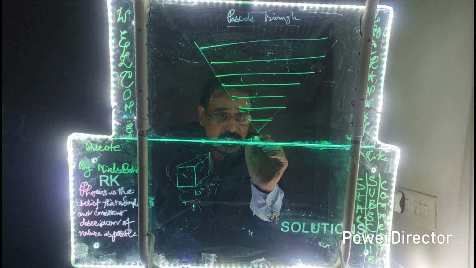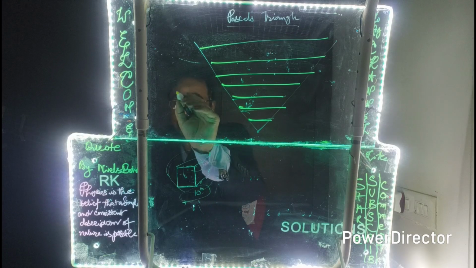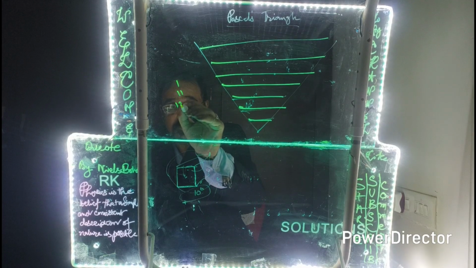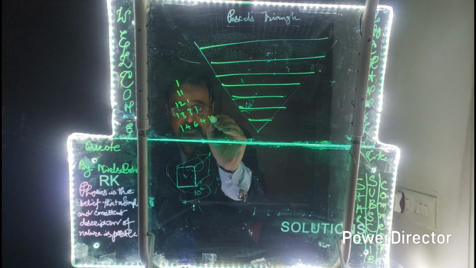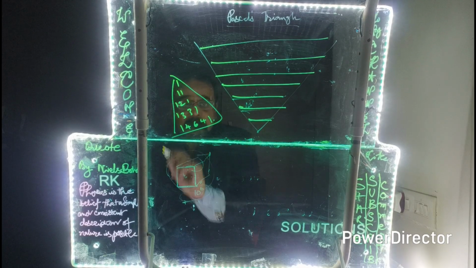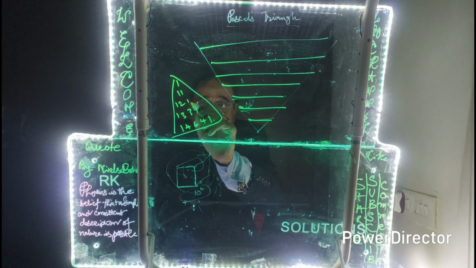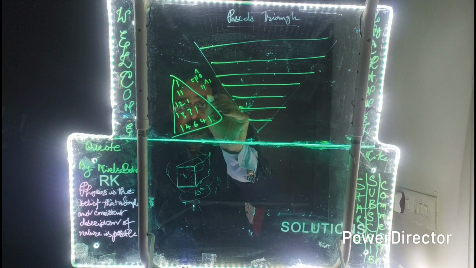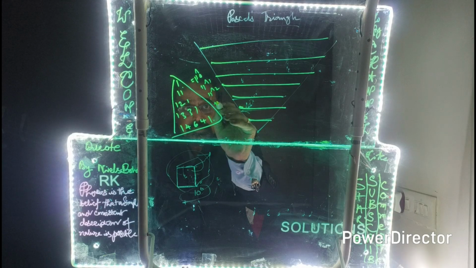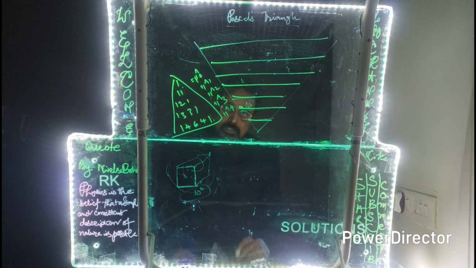These rows, let us start with, these are basically, as I told you, 1, 1 1, 1 2 1, 1 3 3 1, 1 4 6 4 1, the Pascal's triangle. In this triangle, these are nothing but 11 raised to 0, 11 raised to 1, 11 raised to 2, 11 raised to 3, 11 raised to 4, like that.